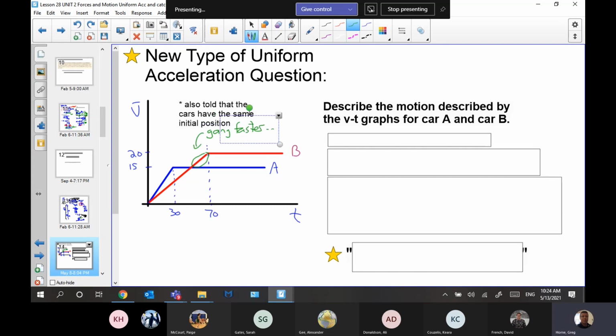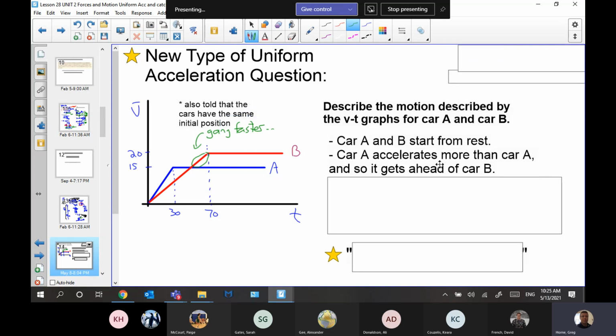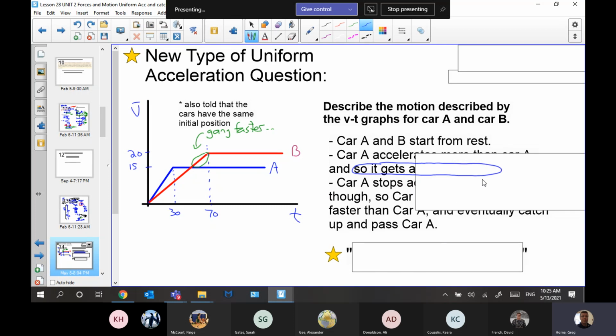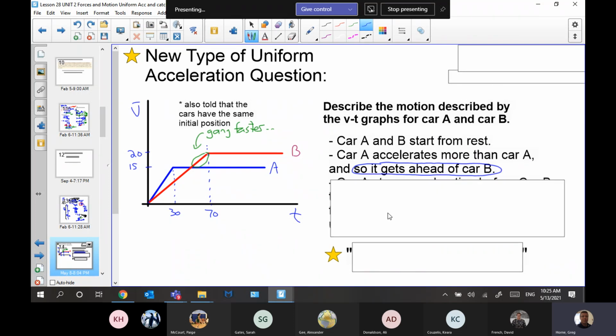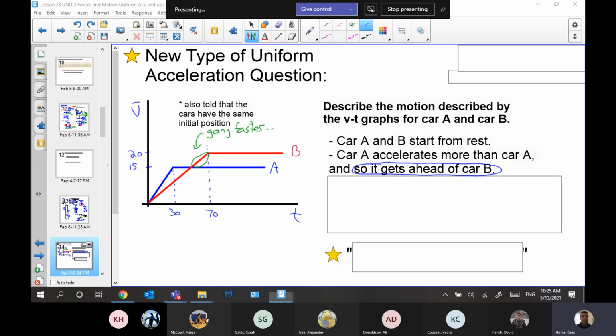Well, I suppose we should point out the obvious at the beginning here: car A and B start from rest, and car A accelerates, so it gets ahead. This is the part I wanted to emphasize first, that it gets ahead of car B. So in that green section there, car B is going faster, but is it ahead? Well, no, of course not. So let's put that in there: but still behind car A.